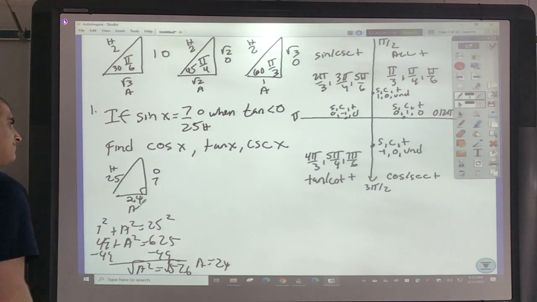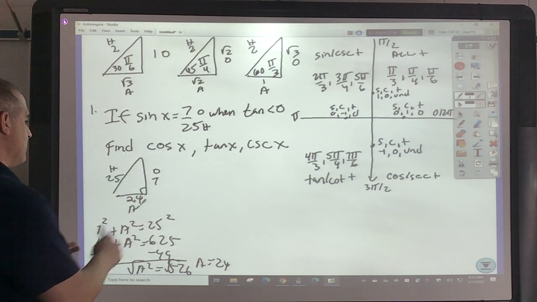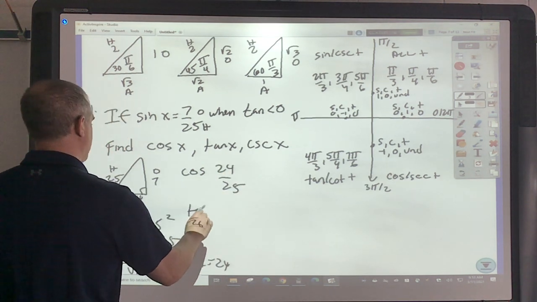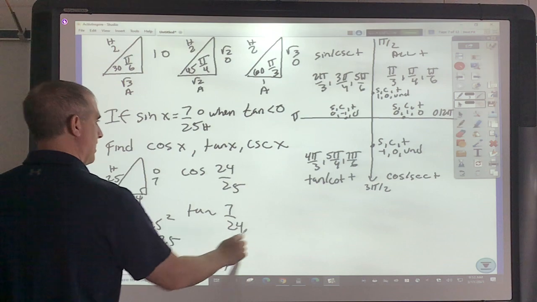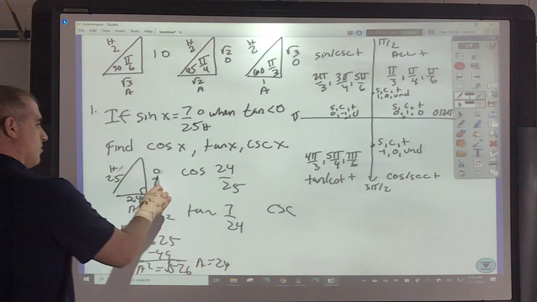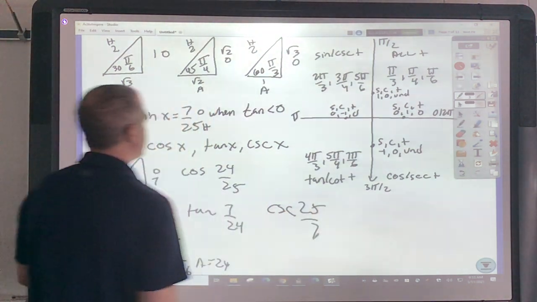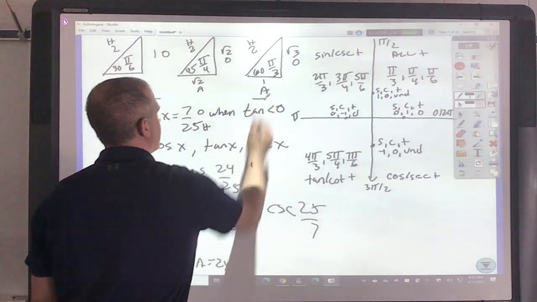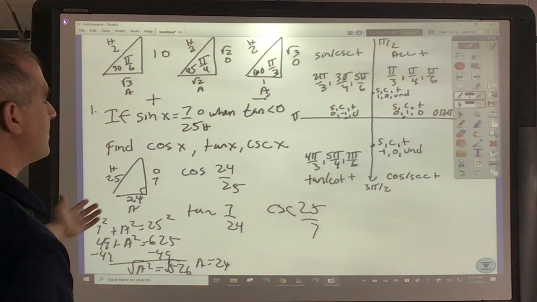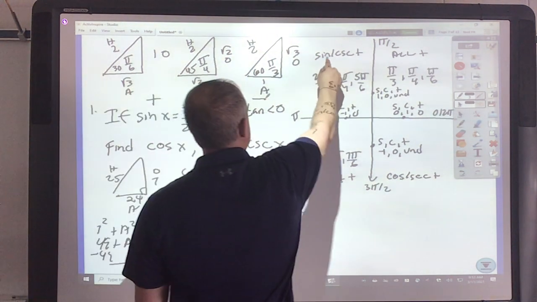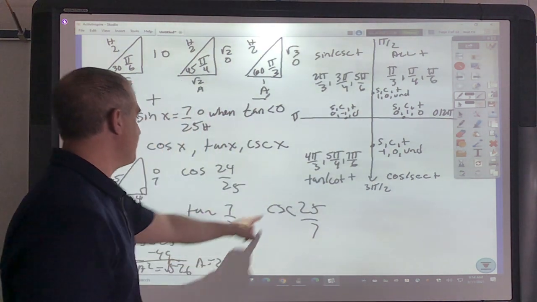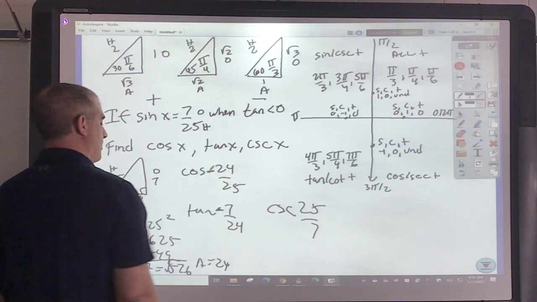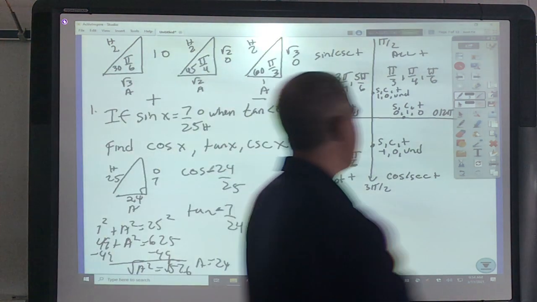Now, you can find these ratios pretty easily yourself. Cosine would be 24 over 25, tangent would be 7 over 24, and cosecant would be h over o, which would be 25 over 7. Now, you just got to use the clues. What this says is sine is positive, tan is negative. So in my unit circle, where is sine positive and tan negative? That would be this quadrant. So the only things that are going to be positive are this. This would end up being negative, and so would this. And that's how you do those. We've done those before.